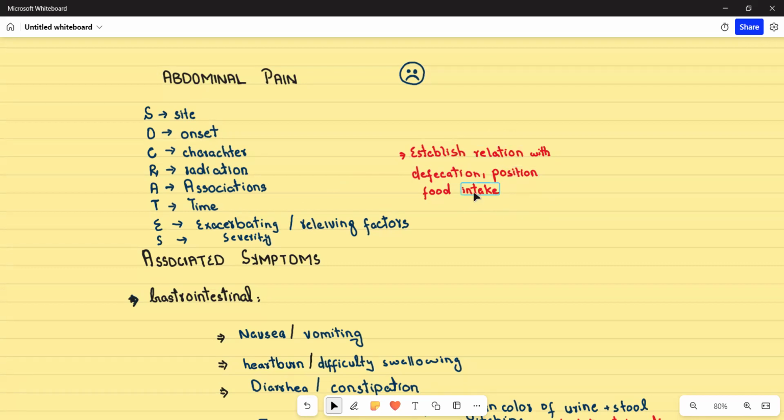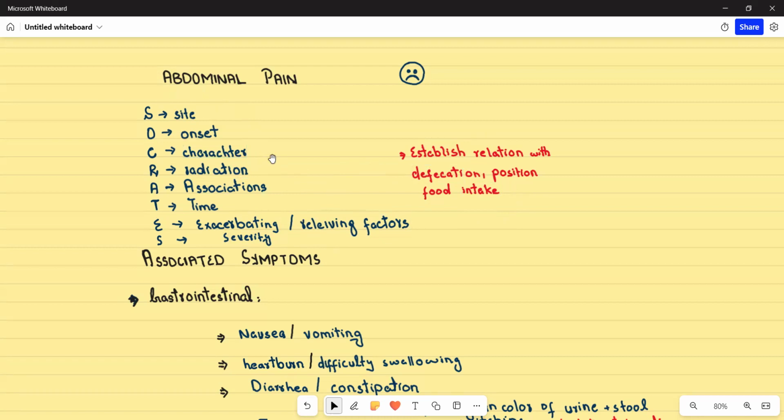Relationship with food intake is also important. The pain of peptic ulcer disease and cholecystitis increases with food intake. Okay, so try to establish this relationship while asking exacerbating and relieving factors. Severity of the pain, you can ask about severity by asking the patient to score the pain on a scale of 1 to 10, where 1 is no pain and 10 is the worst pain they have ever experienced. So this was about exploring the presenting complaint.